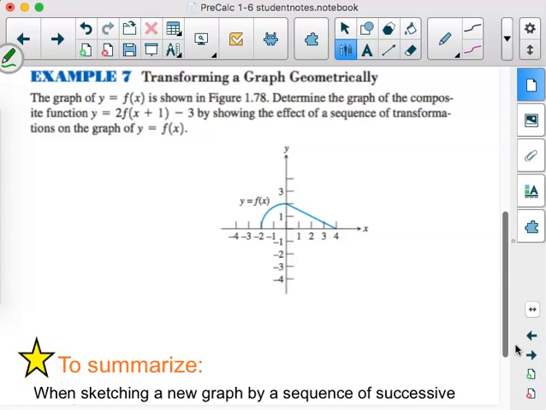So example 7 says, let's transform a graph geometrically. The graph of y equals f of x is shown in figure 1.78, so there it is. Determine the graph of the composite function, y equals 2 f of x plus 1 minus 3. So I start thinking, okay, that's going to be a vertical stretch, factor of 2. F of x plus 1, it's connected to the x, that's going to go 1 to the left, and then a minus 3, that needs to go 3 down, by showing the effect of a sequence of transformations on the graph of y equals f of x.